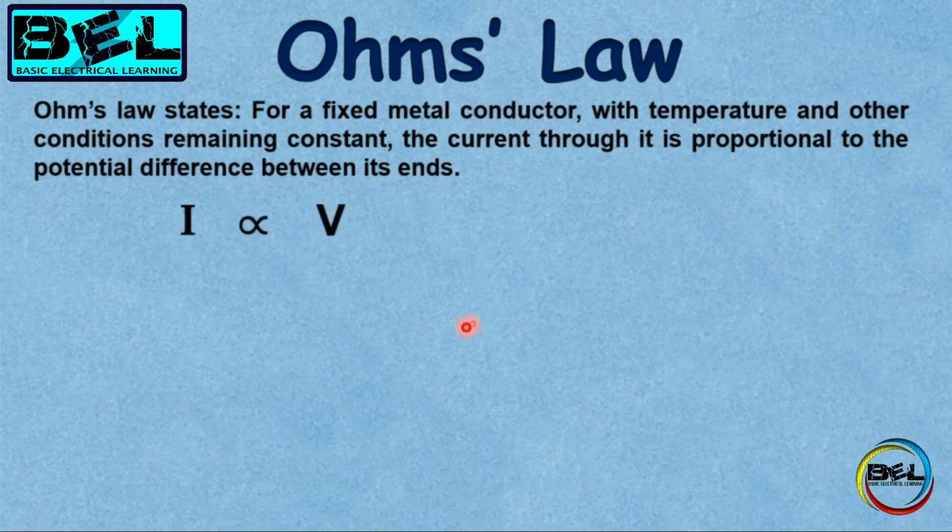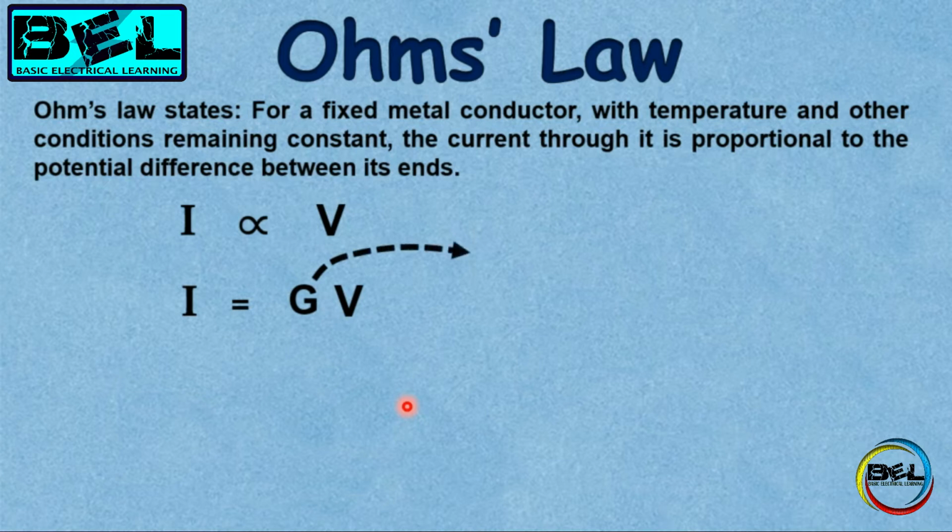So as per Ohm's law, current is directly proportional to the voltage, and when we remove the sign of proportionality, we will find that current I is equal to G, that is conductance, times V. So conductance also affects the current.